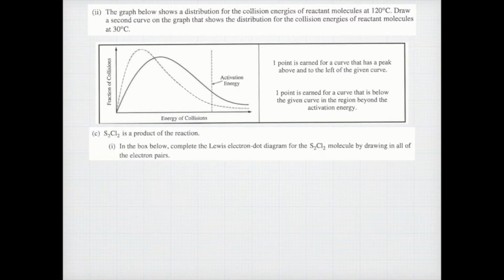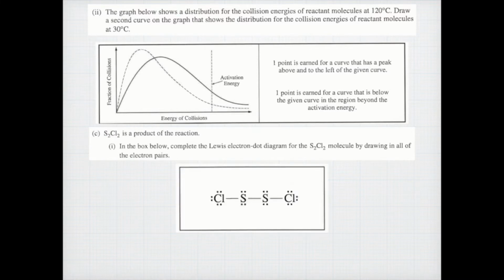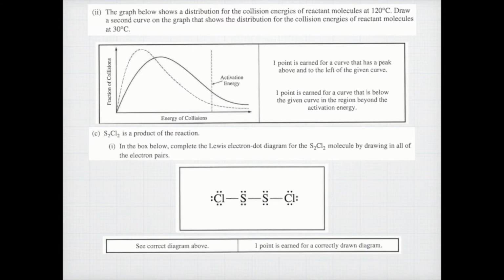In C, it tells you that S2Cl2 is a product of the reaction, and it asks you to draw, in I, the Lewis electron dot diagram. So remember, you need to follow the octet rule, and this is what you should get. Okay? In II, it then asks what the angle is going to be. Now notice really quickly before I go on to II, you get 1 point for simply drawing this, all right?